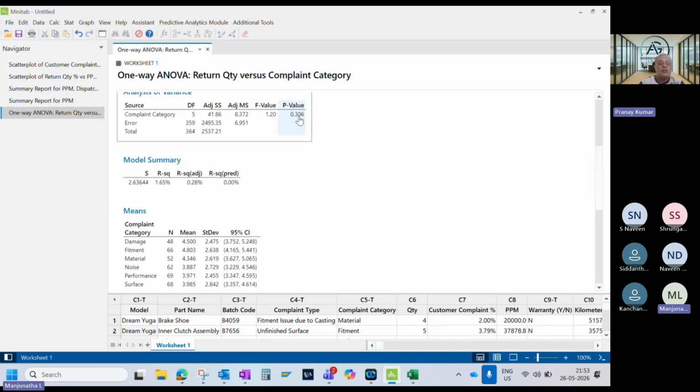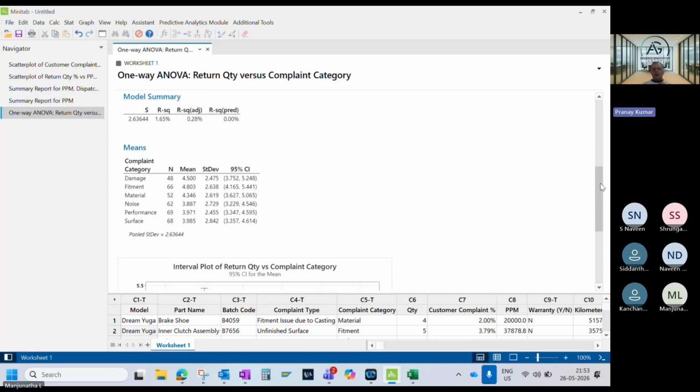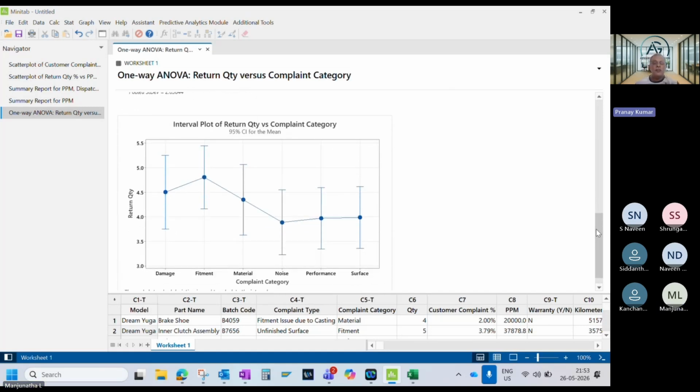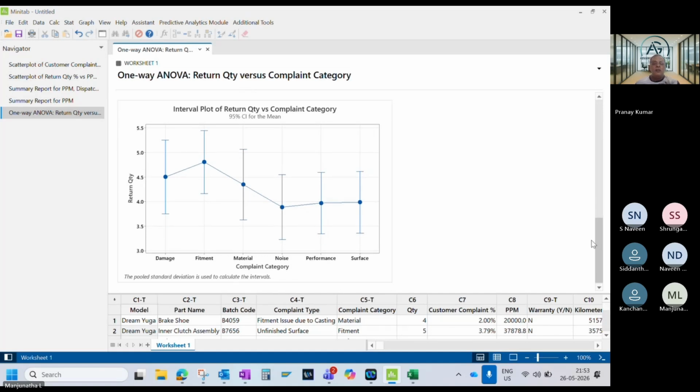And your R square also is very poor. R square, not yet adjusted. Look at the next left one, left of R square, not S. This one. R square is 1.65 or something, 0.65. So even the magnitude is poor and the p value is also very poor. Can we take that consideration with respect to the defect category wise?